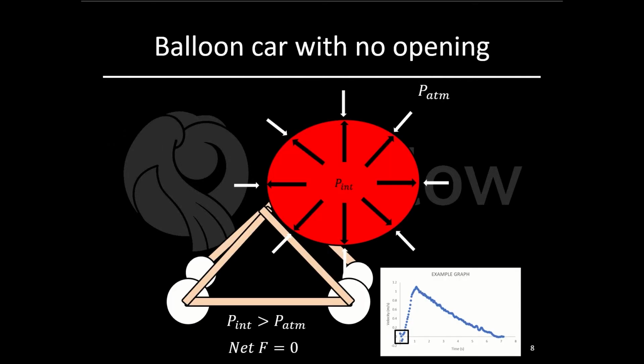This is a balloon car with no opening, so before you've released it, the atmospheric pressure is smaller than the internal pressure of the balloon, and opposite sides are pushing against each other, meaning that it won't deflate. There's no net force here as nothing is pushing against the balloon.